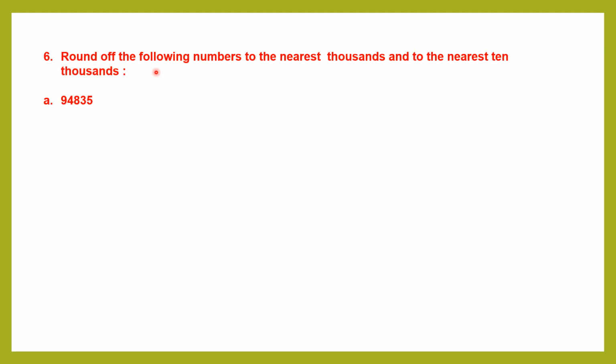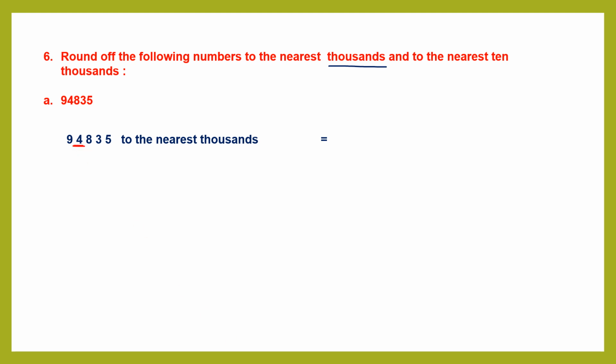Question 6. Round off the following numbers to the nearest thousands and to the nearest 10,000s. So let's take this number and we're going to round it off first to the nearest thousand. So that is 94,835 to the nearest thousands. So when you are given this, you have to look for the digit in the thousands place and underline it. Ones, tens, hundreds, thousands. So in the thousands place we have 4.